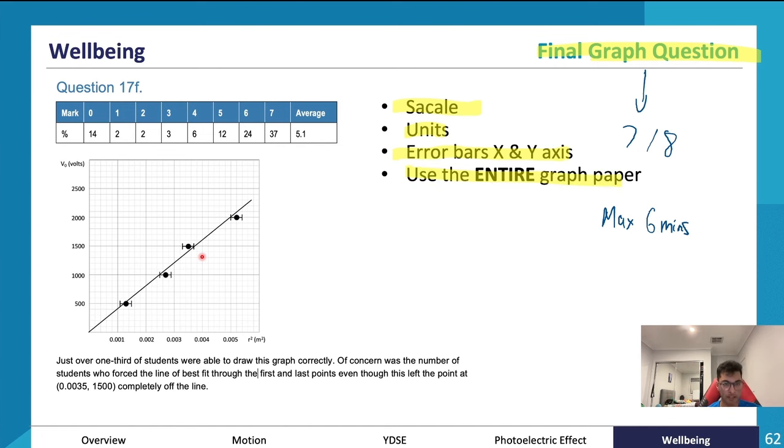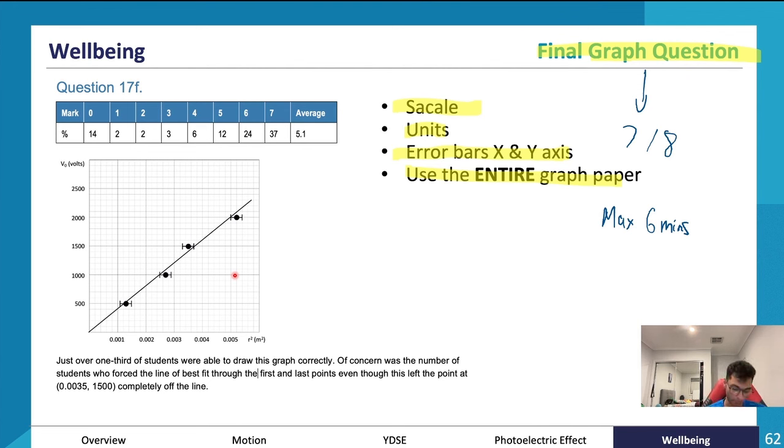So let's say I did this graph and my line looks like this. That is not very good, because VCAA wants you to use the entire space. They want you to maximize the amount of space you use on the graph. As long as you use around 60% of the graph, you should be pretty fine.